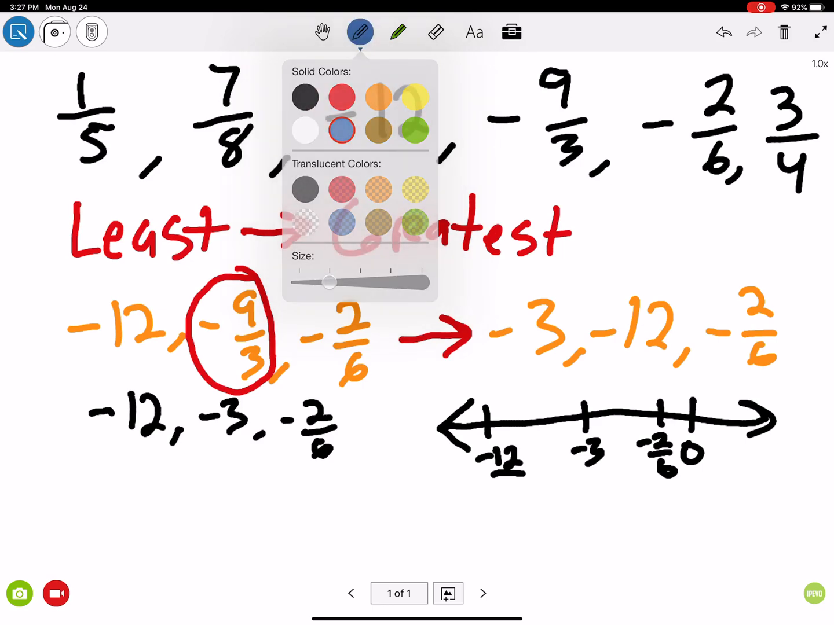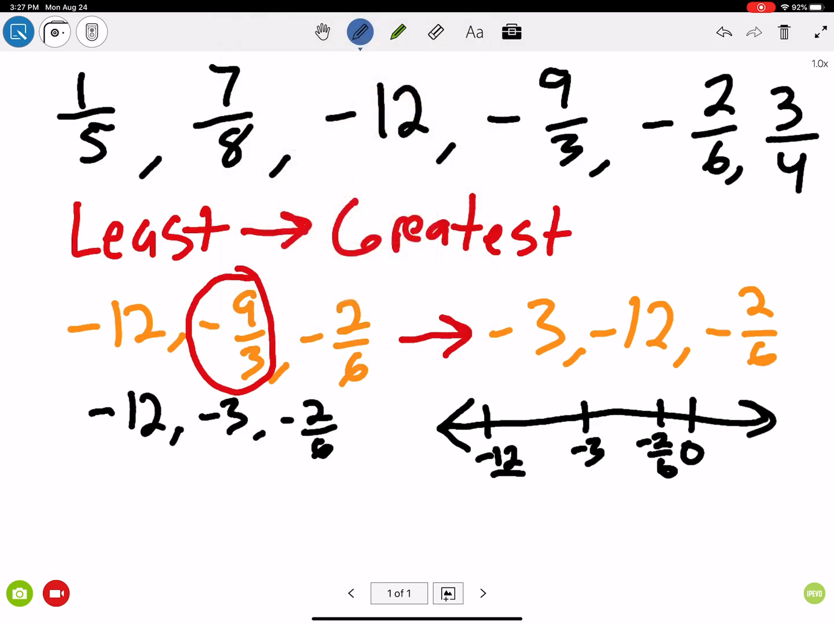What else is happening here? Now I've still got 1/5. I've got 7/8. And I've got 3/4. Well, how do I know which one's the biggest and which one's the smallest? What would make this easier? Well, it'd be great if they all had the same denominator. Do they all have the same denominator? No. Can I change these so that they do have the same denominator? Yes. What common denominator do 5, 8, and 4 have?